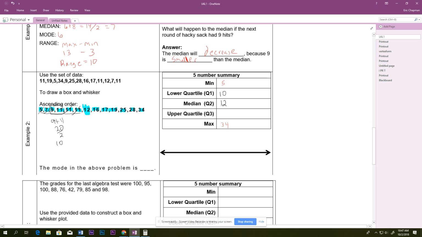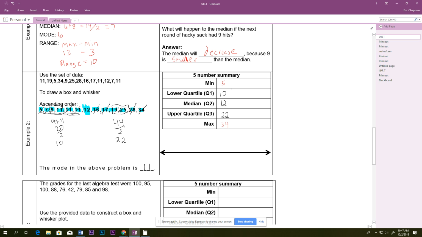Let's find the upper. Cross them off until we get there. 19 and 25, so that is 44 if we add those two together. And then divide by 2, and we get 22. That is our quartile 3. Now, the mode in our problem, which one appears the most? Let's see, it looks just by looking at it that 11 is our mode.